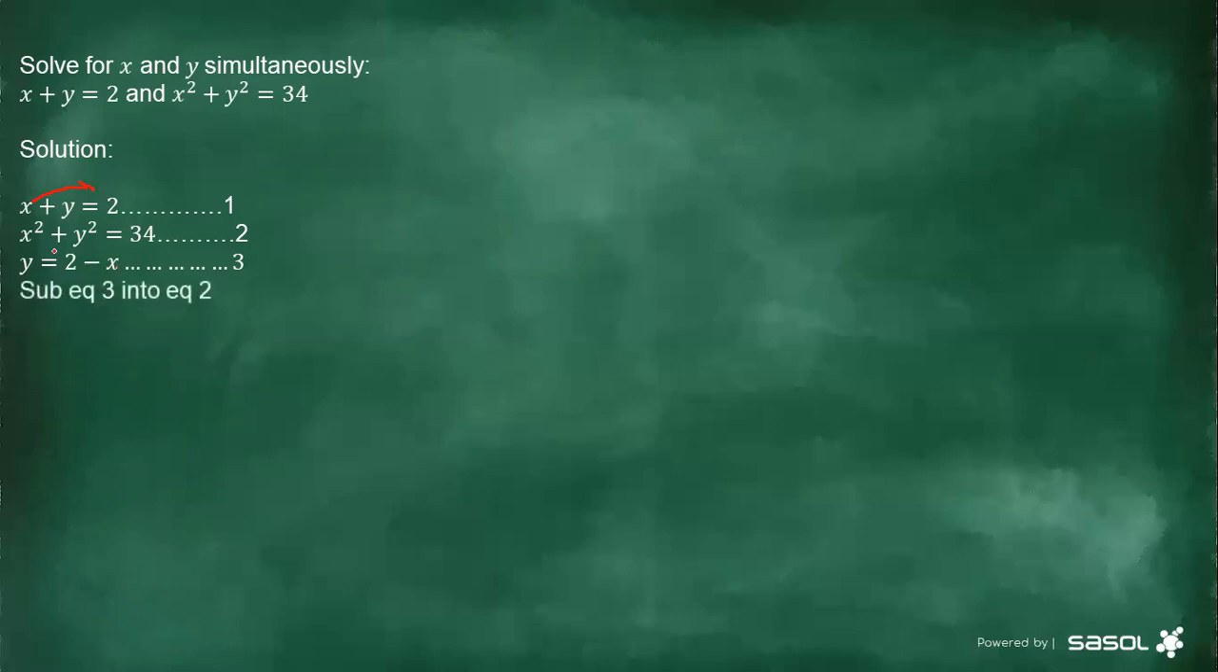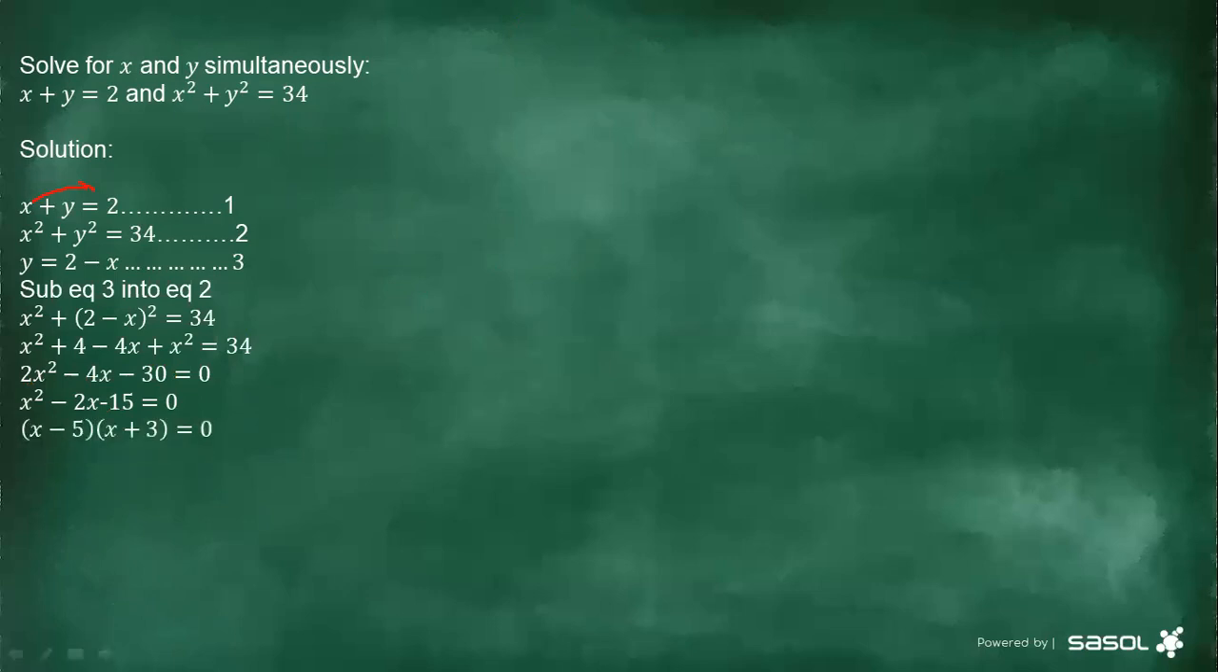All right. And then we substitute equation 3 into equation 2. Where we see y, we substitute with 2 minus x. Then you just open the bracket, and you're going to have this. You add the like terms, so you put it in standard form like this, and then you simplify it. You can divide by 2: 2 into 2, 1; 2 into 4; 2 into 30. And then we just factorize it. It factors, and the values of x are x equals 5 or x equals negative 3.